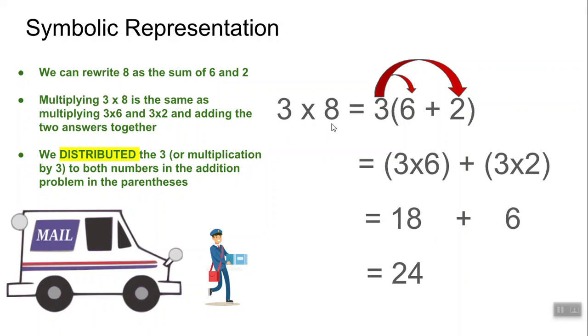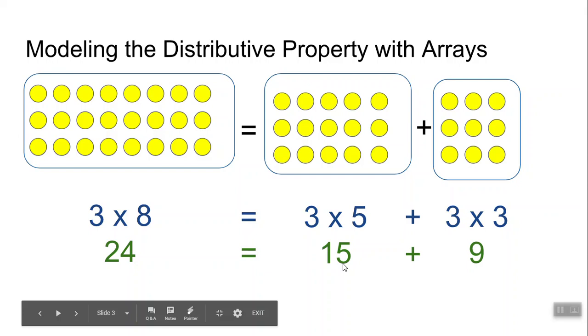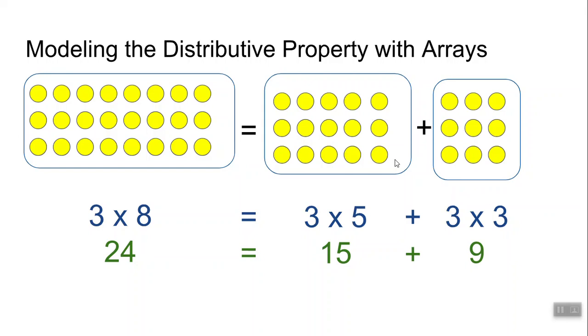Now today, a couple of students who were on the ball asked me, do I have to use 6 and 2? Can I break 8 down any other way? And yep, we had other students today who, instead of using 6 and 2, broke 8 down into 5 and 3. So they separated their 3 by 8 array into a 3 by 5 array, 3 rows with 1, 2, 3, 4, 5 in it, which gave us 15 counters, and 3 rows with 1, 2, 3 in them, which gave us 9 counters. We add them up. We still get 24, even though we separated the array differently.